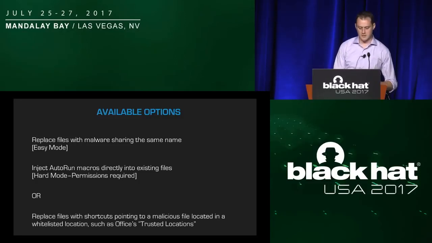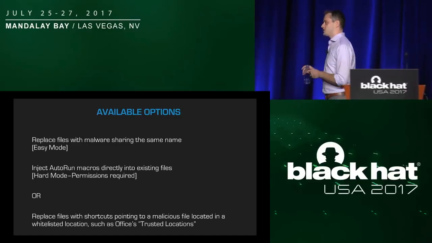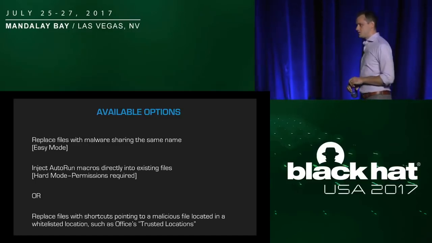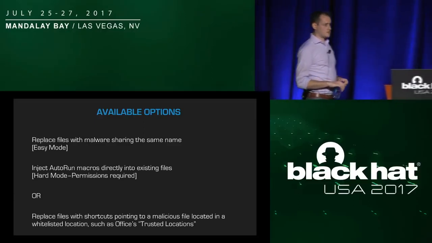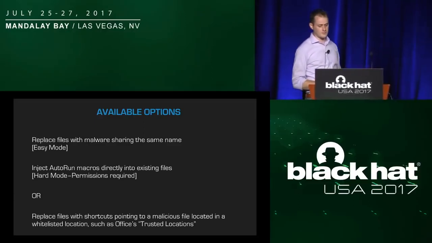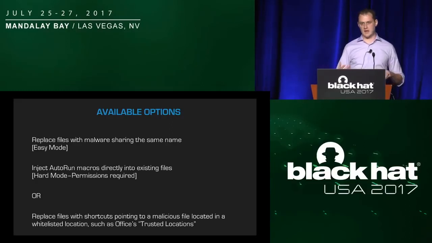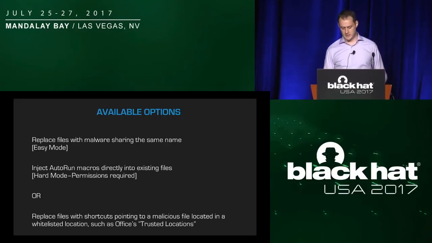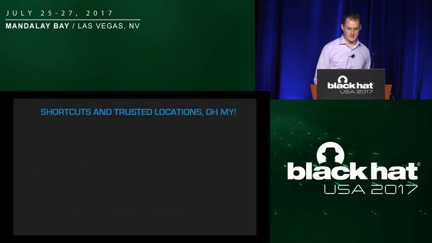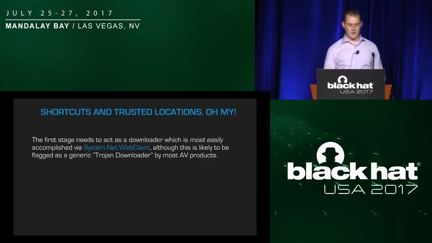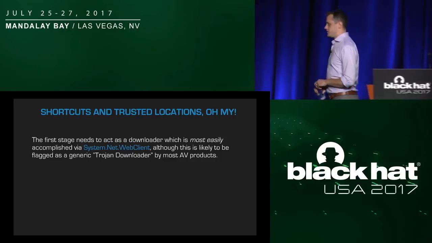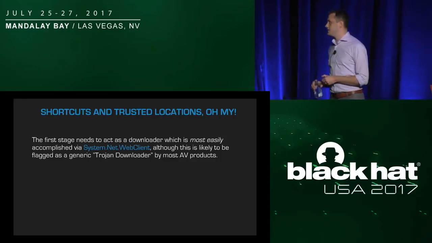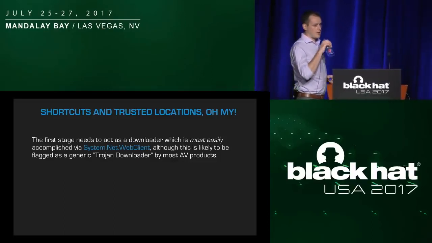Or, my personal favorite at the moment, replacing those files with shortcuts that then point to a malicious second stage in a whitelisted location, such as Office's trusted locations, which override a lot of the generic protections, such as macro protections for your files. So instead of getting that enable content pop up, it just automatically detonates once it's launched. And this is surprisingly easy to do. As you can assume, since you're not distributing malicious payloads in your first stage, you do have to have some way of downloading that malicious second stage to the endpoint.